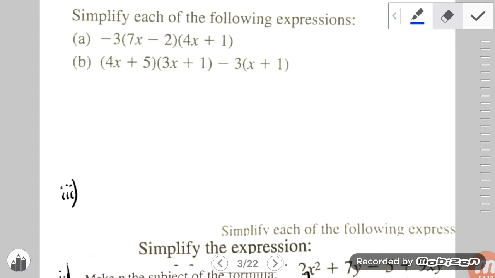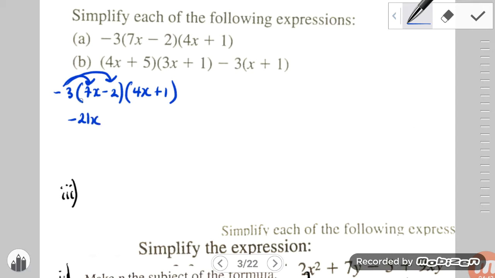There are a couple of ways in which we could do part A here, and I'm going to do it both ways for you. So we have minus 3, open bracket, 7x minus 2, open bracket again, 4x plus 1. Here's method 1. We could distribute the 3 here, and we're going to end up with another binomial expression. Minus 3 times 7x gives us minus 21x. Minus 3 times minus 2 gives us positive 6. We're going to put that back in a bracket, and then multiply it by 4x plus 1.